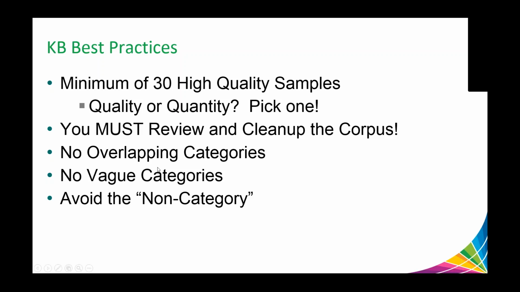And then no vague categories, like a general documents category. Don't be tempted to throw something like that in there. It's really, really hard to model that in this tool, so try to avoid vague categories and be as specific as you can. And then avoid the non-category. What I mean by that is you might have a file plan, for example, and then a category called non-record. Well, by virtue of not matching any categories in the file plan, it's not a record. That's the way you need to think of it. So don't add the non-category into your taxonomy.